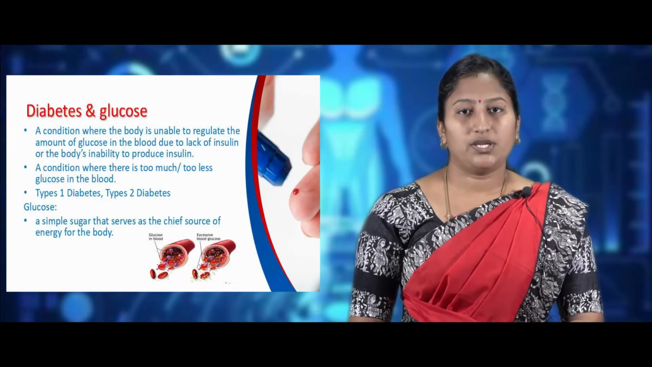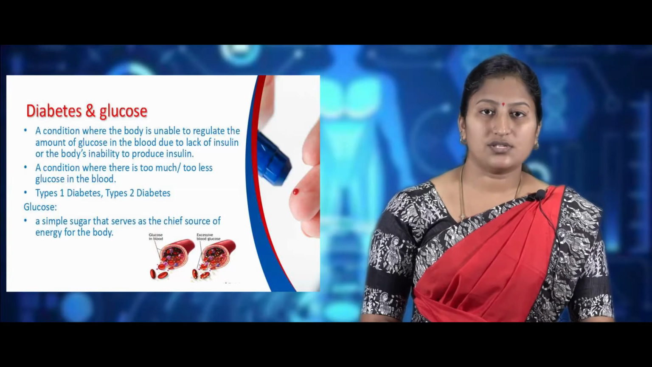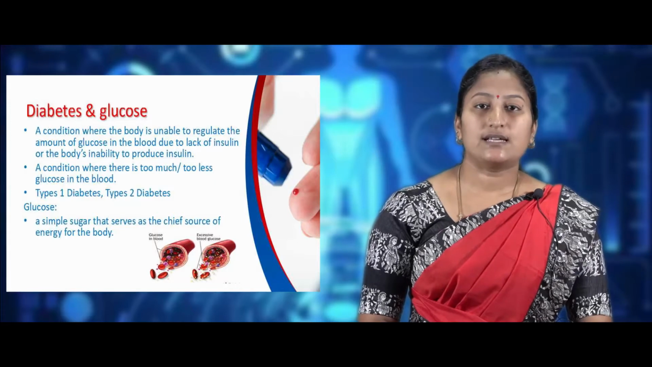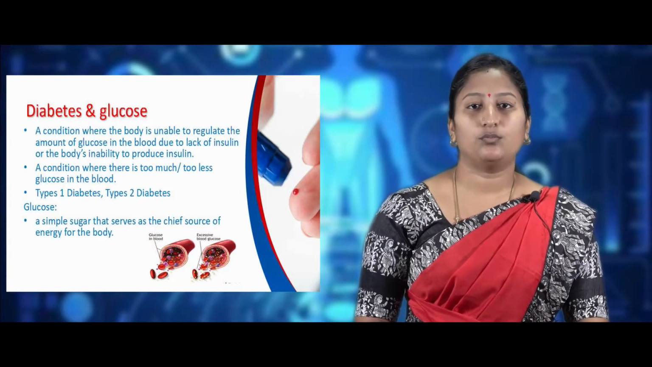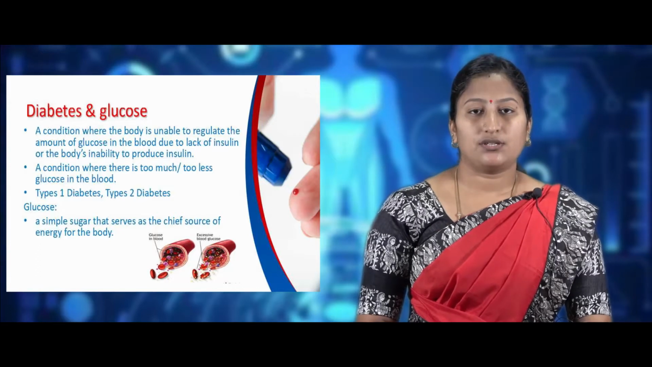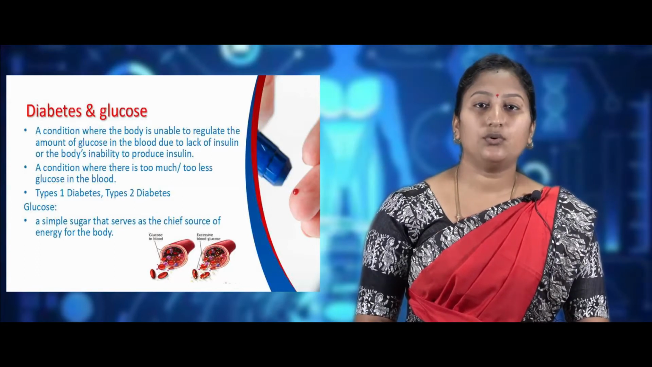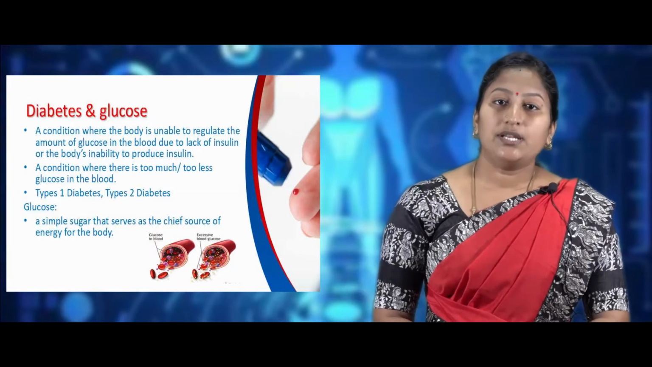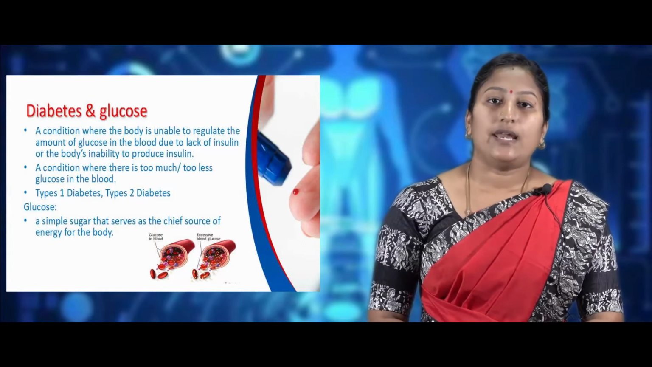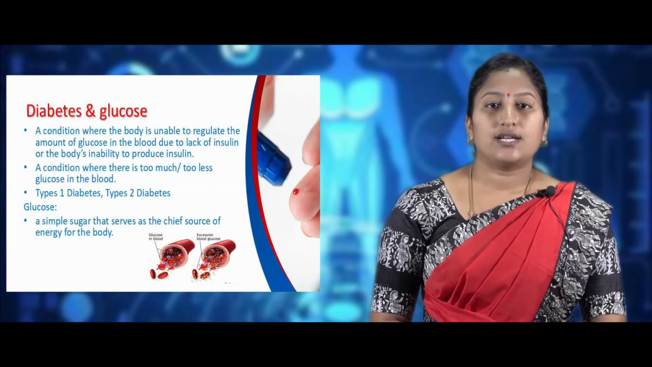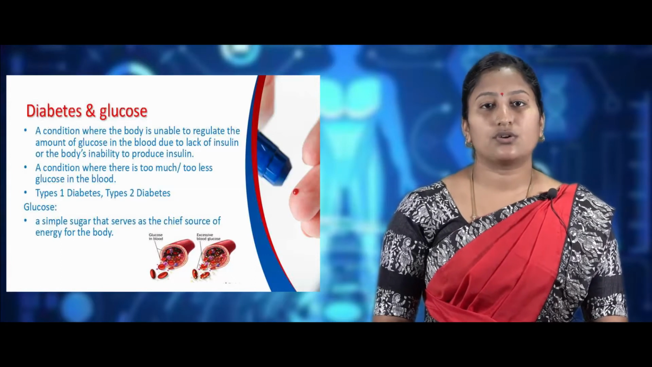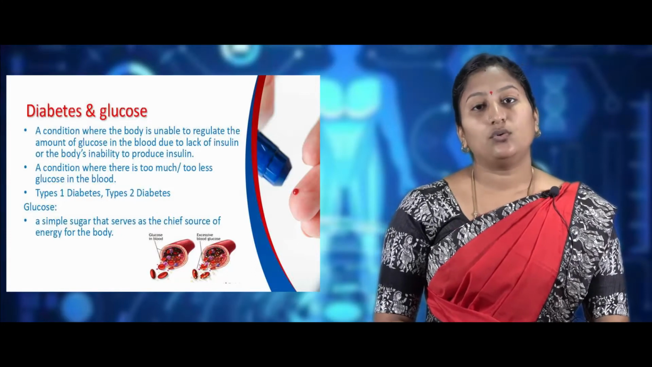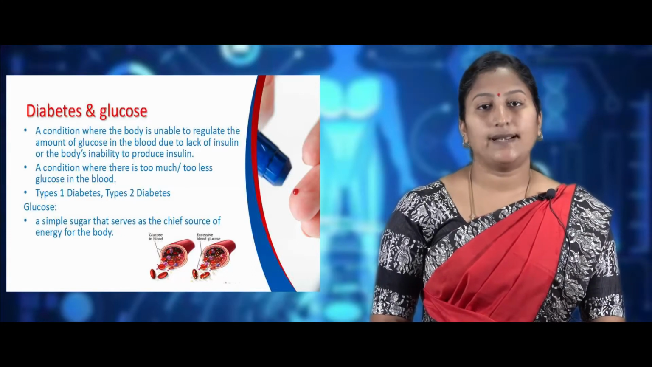To know about glucometer, we should know what glucose and diabetes are. Glucose is a simple sugar molecule that serves as a chief source of energy in the human body. Diabetes is a condition where the body is unable to regulate the amount of glucose in the blood due to its inability to produce insulin or lack of insulin. Diabetes is a condition where there is too much or too little glucose in the blood. There are two types of diabetes, type 1 diabetes and type 2 diabetes.